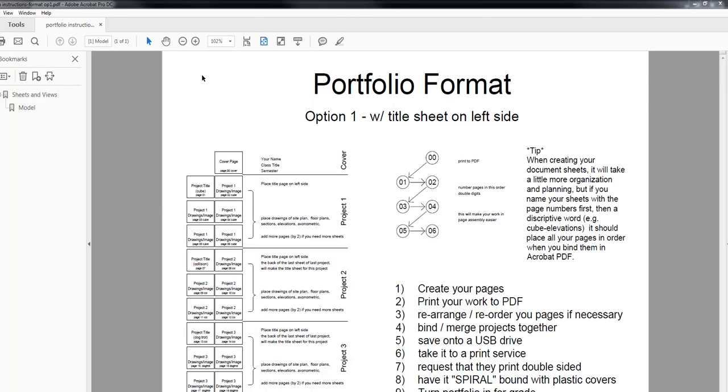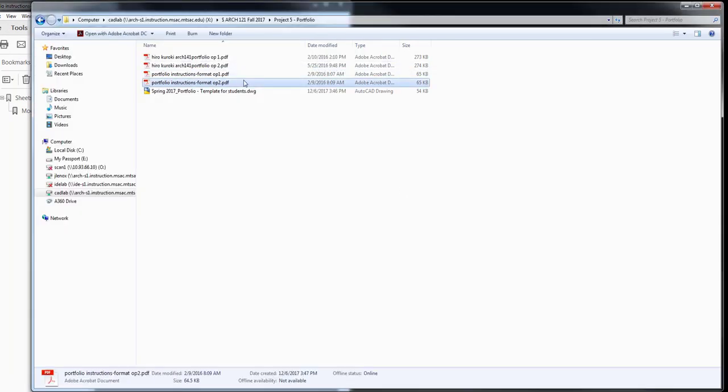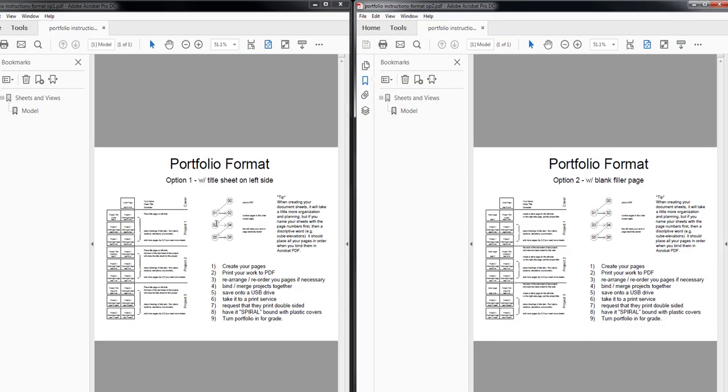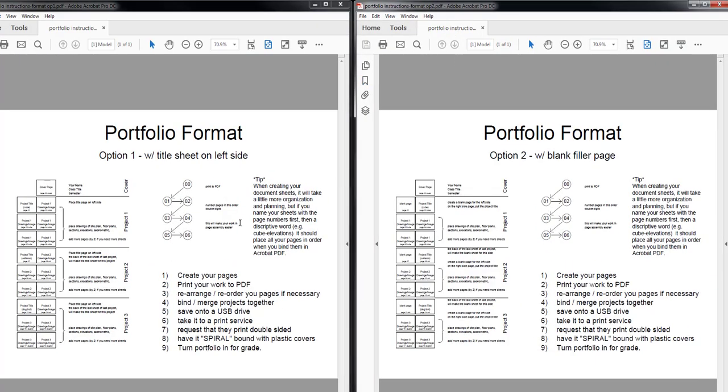You have two options for your portfolio. There's an option 1 and an option 2. The only difference between these two options is how you format your pages. So let's take a look at both of these side by side.